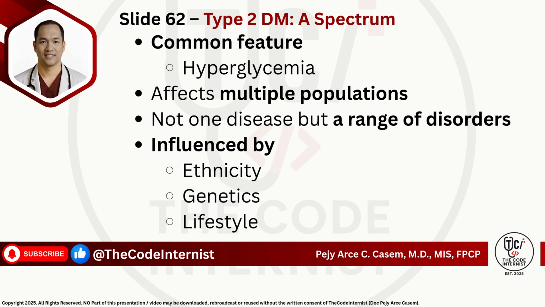Type 2 diabetes isn't a single disease. It's more like a spectrum of disorders that all lead to high blood sugar. Each person may have a different combination of insulin resistance and beta cell dysfunction, and this variation depends on genetics, lifestyle, and even ethnic background.